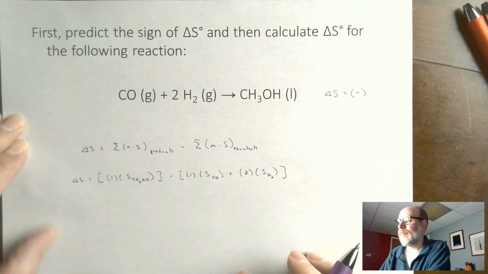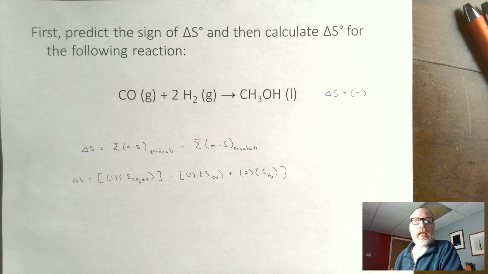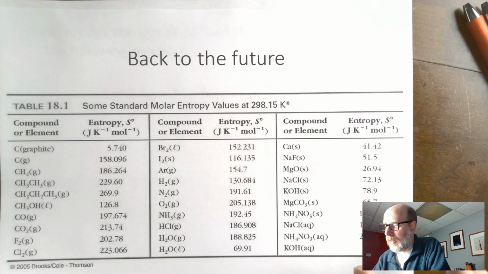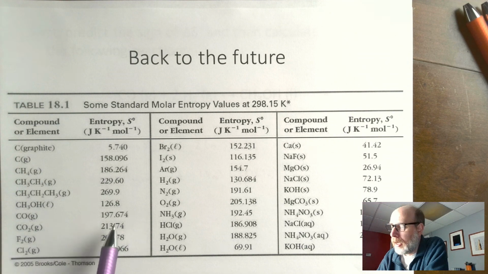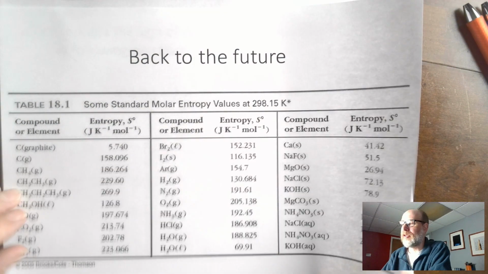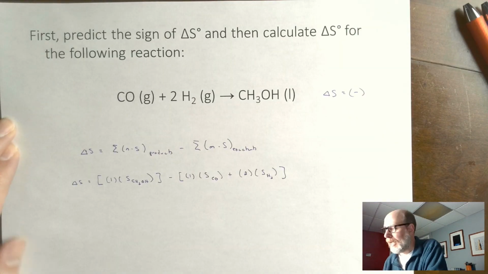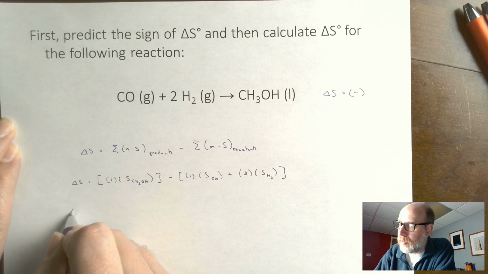So now all we need to know is what those entropies are, and I just happen to still have that table around. I haven't thrown it in my pile on the floor yet. We can find the entropy for carbon monoxide, the entropy for hydrogen gas, and the entropy for methanol. And we can then go and plug those back into that expression. We can solve it and determine what the entropy change will be for this reaction.